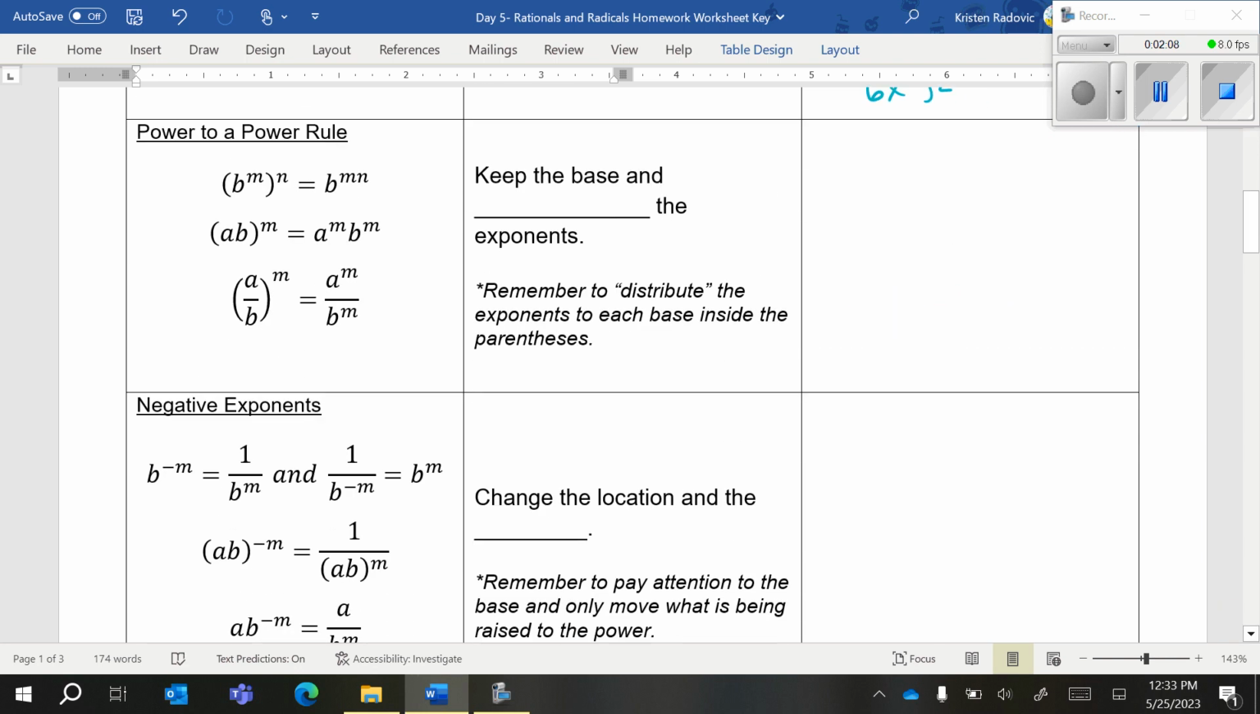On to the next one, the power to power rule. When you have an exponent to another exponent, you keep the base and multiply your exponents. Sometimes you have to distribute the exponent to everything on the inside. And if you have a fraction, then the exponent distributes to the top and the bottom of the fraction. So you keep the base and you multiply the exponents.